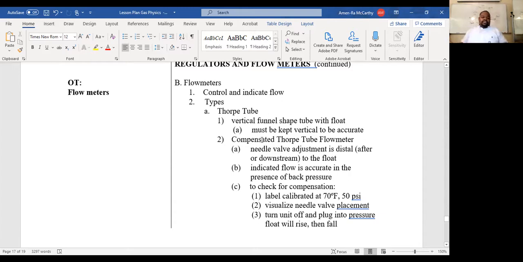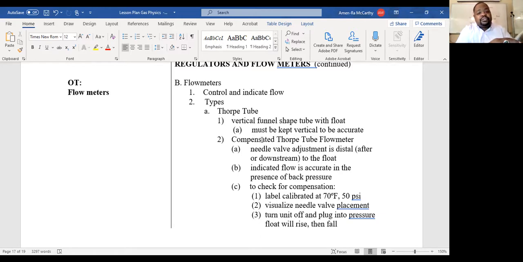Now, one of the disadvantages is this has to be standing straight up in order to be accurate. If I lay this down, then I don't know how much flow they're getting, right? The ball is moving. Is he on 2 liters? Oh, no, he's on 6. Oh, no, he's on 10, right? Depending on the elevator or whatever while I'm transporting a patient. Never use a Thorpe tube to transport.